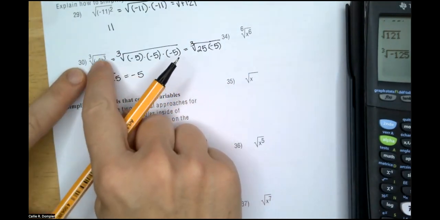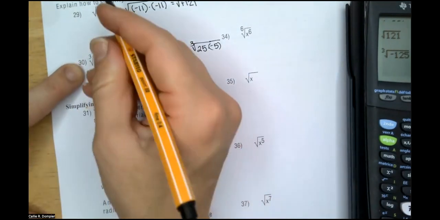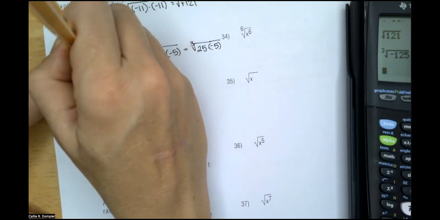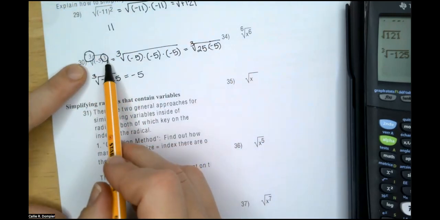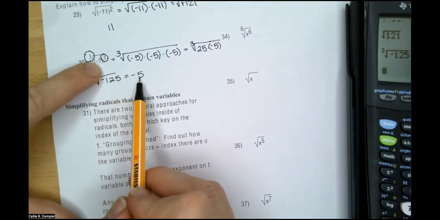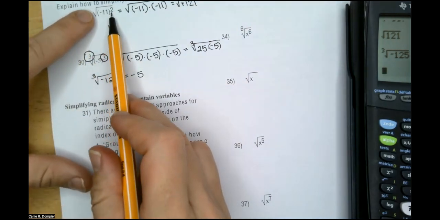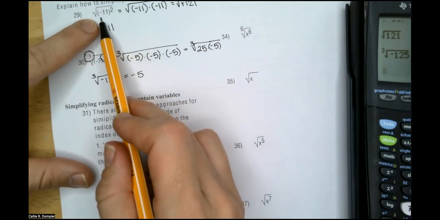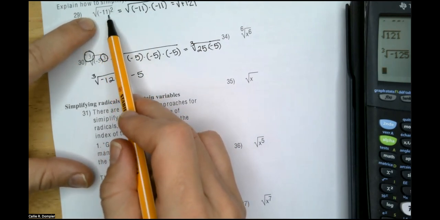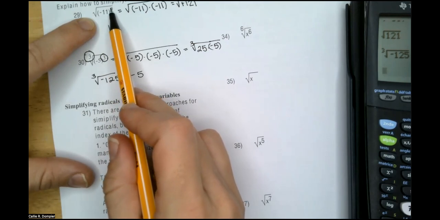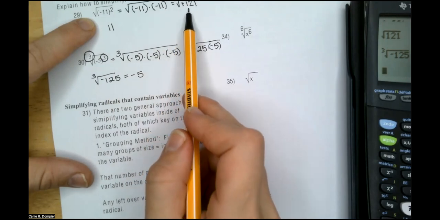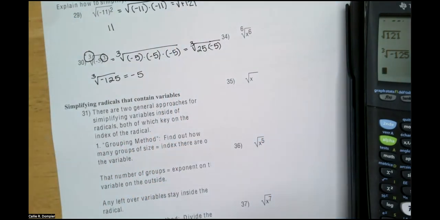Okay, so notice that if you have the same index and exponent, you can cancel them. However, if it's odd, you keep the negative. If it's even, it's no longer negative. It gets rid of the negative because a negative times a negative an even number of times becomes a positive, right? So negative 11 times negative 11 becomes a positive, and then you take the square root.